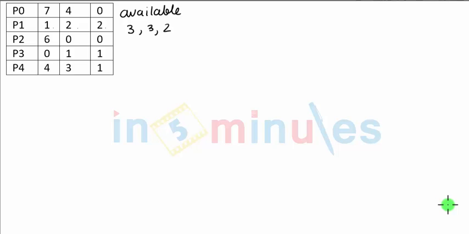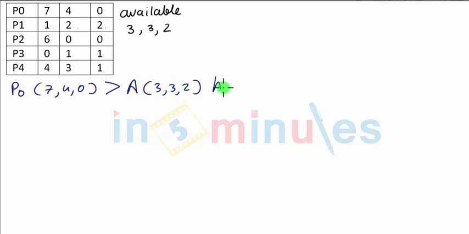So let's go with one after another, what can be taken and what cannot be, in detail with the reason why and why not. So going with the first one, we'll be starting with P0. P0's current need is 7,4,0, which is far greater than the available, which is 3,3,2. Hence rejected. So no changes, no nothing.